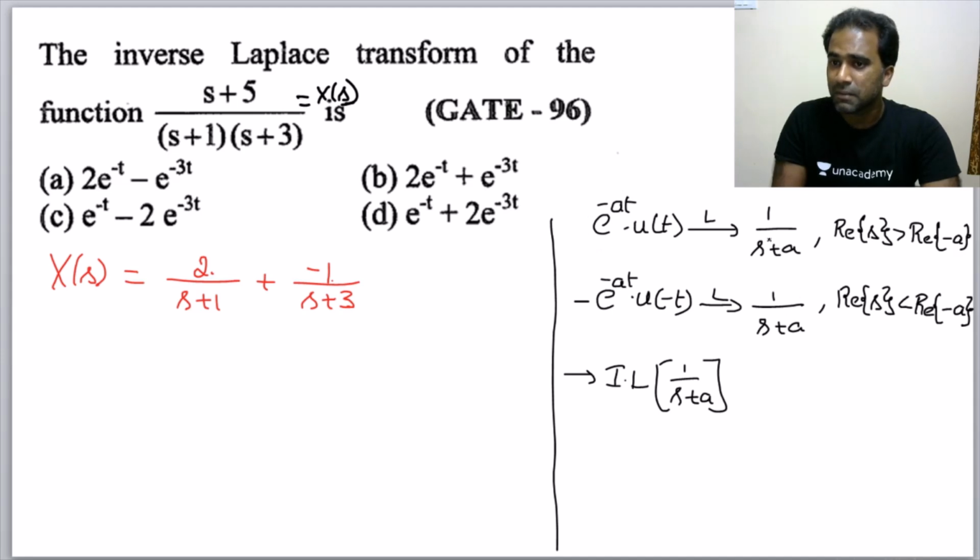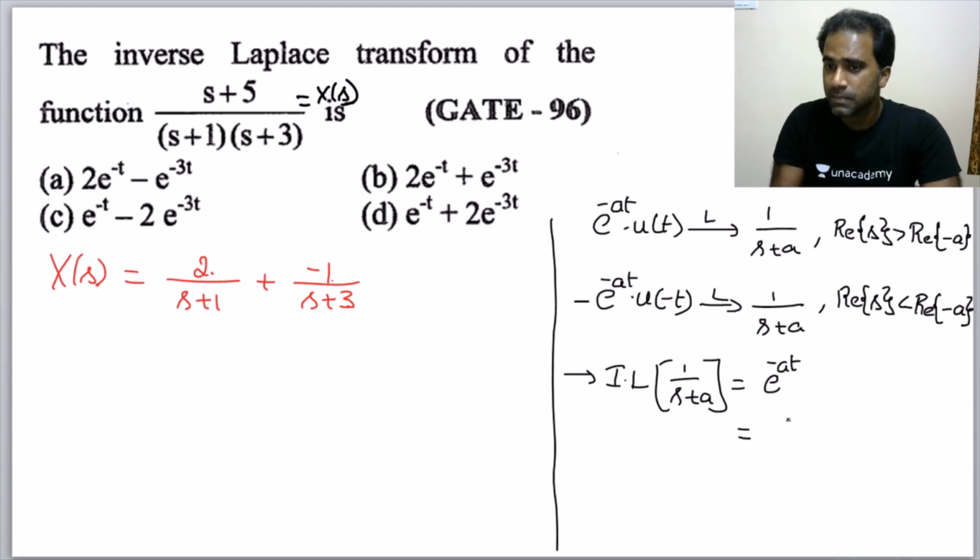If they have given 1 by s plus a with this ROC, then the inverse Laplace transform is e power minus at into u of t. Whereas if they mention this ROC, same function, the inverse Laplace transform is different. So the pole here is minus a. If the pole is minus a, the function corresponding to it is e power minus at. E power minus at is the basic inverse Laplace transform. What is multiplied to it? Is it u of t or minus u of minus t? That depends on the ROC.